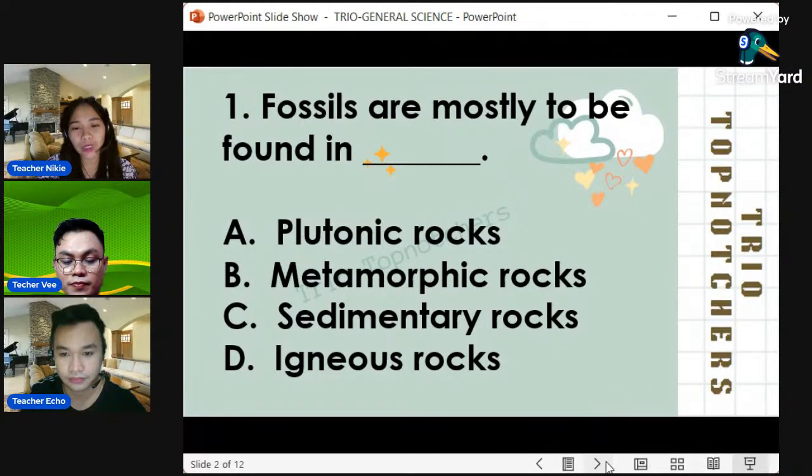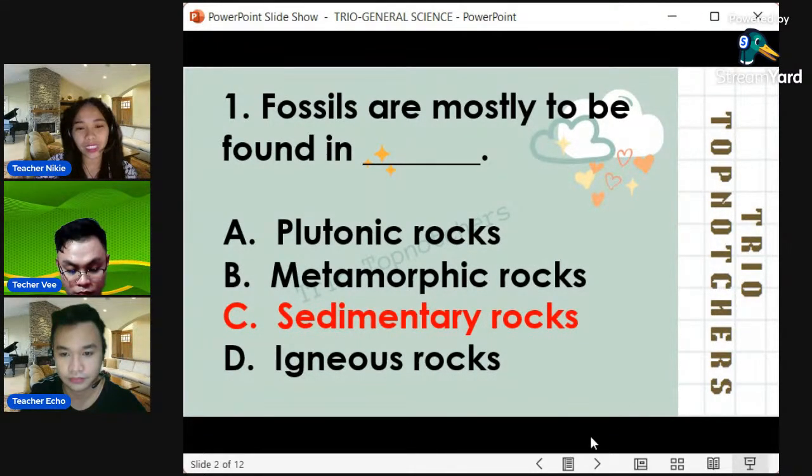Alright, so ang tamang sagot dito, katreo, ay letter C. Very good. Good job. So, sedimentary rocks po ang tamang sagot. Okay? Again, fossils are mostly to be found in sedimentary rocks. Yan po yung sagot. Ano ba yung explanation dito? Tingnan nga natin kung bakit hindi pwede sa metamorphic rocks at bakit hindi pwede sa igneous rocks. Yung plutonic rocks, hindi po yan kasali dyan. Distractor po iyan, okay? So, wag po kayong padala dyan, okay?